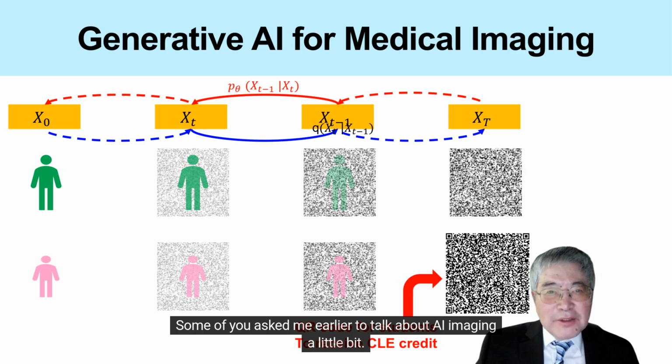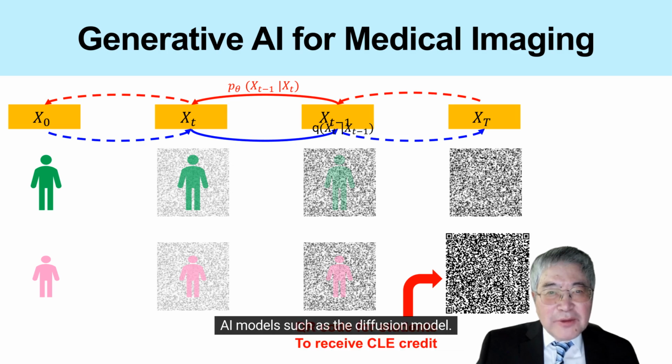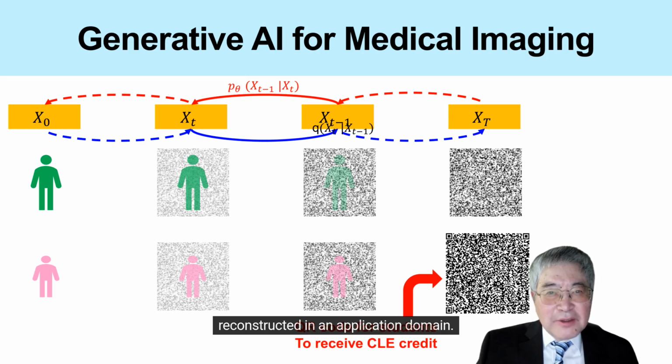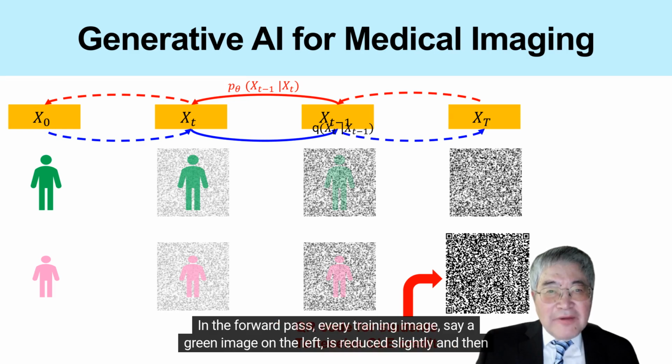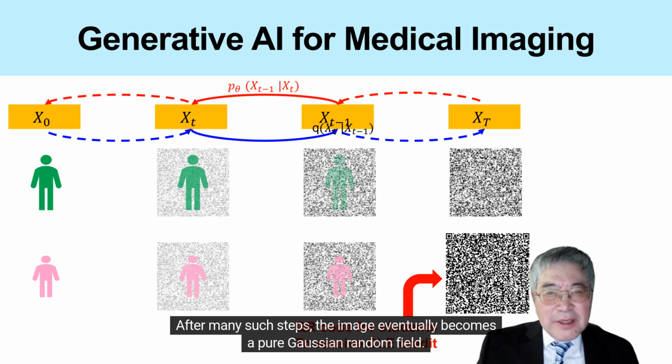Some of you asked me earlier to talk about AI imaging a little bit. Given the limited time, let me mention contemporary general AI, especially physics-inspired generative AI models such as the diffusion model. A representative image dataset is needed for the diffusion model to learn the distribution of all images to be reconstructed in an application domain. In the forward pass, every training image, say a green image on the left, is reduced slightly and then degraded by a tiny Gaussian noise at each step. After many such steps, the image eventually becomes a pure Gaussian random field.